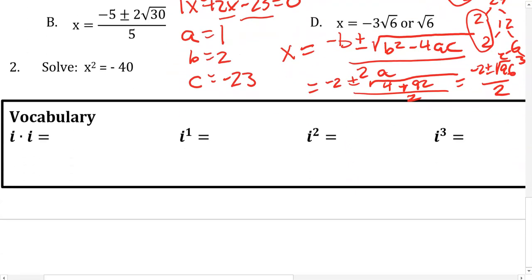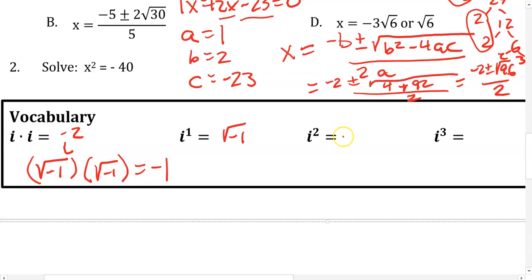Vocabulary. i times i, anything times itself, is i squared. As we know, i is the square root of negative 1. So if I take the square root of negative 1 and I multiply it by itself, or square it, I've undone the square root, so I get the number inside, which is negative 1. So i to the first power is the square root of negative 1. i squared is negative 1.